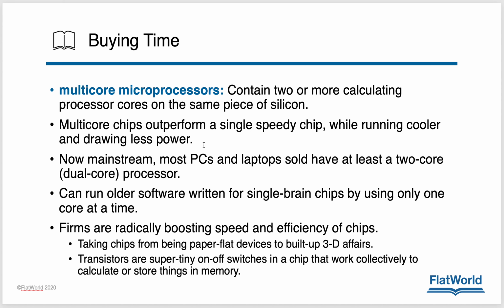Transistors, which used to be single-unit things with 3 prongs coming out of them, replaced the vacuum tube. The chips have replaced the transistor by housing hundreds and thousands of transistors on a single chip. So they're tiny on and off switches in a chip that can collectively work to calculate and store things in memory.